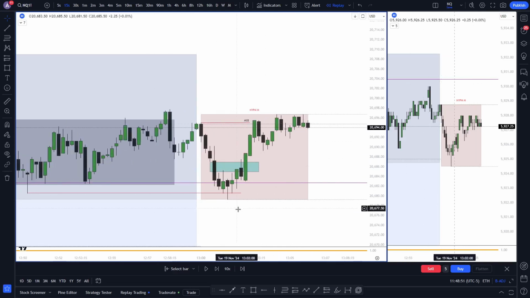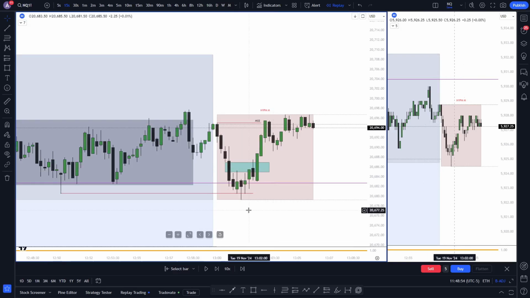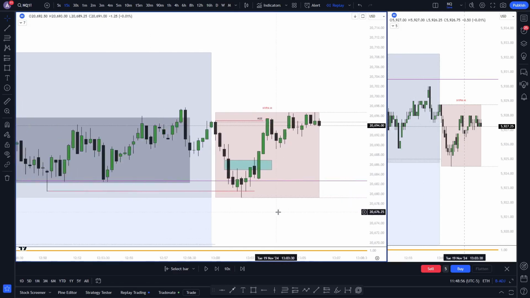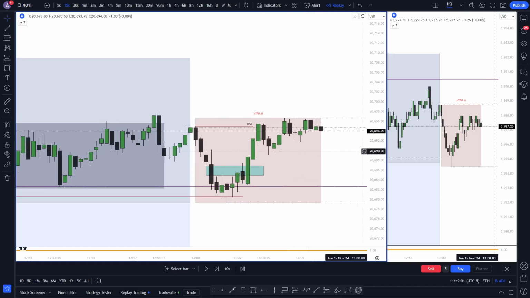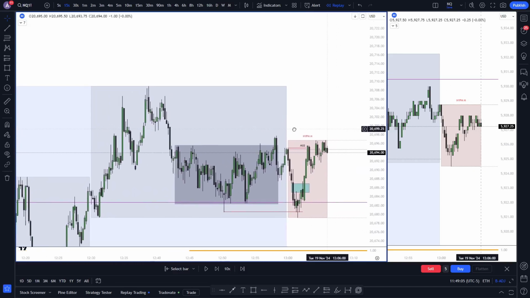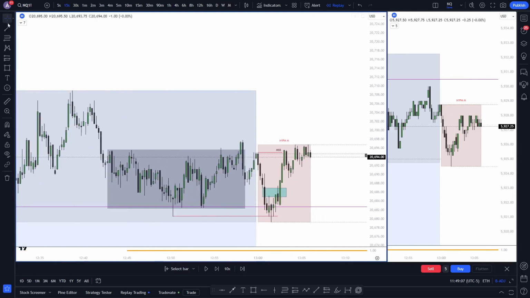This CSD, this SMT, during our macro time, at a point of interest, was why I knew that we were not going to reverse down. We had no need to reverse down. Now, for my target, why do you think I chose to target this high right here?